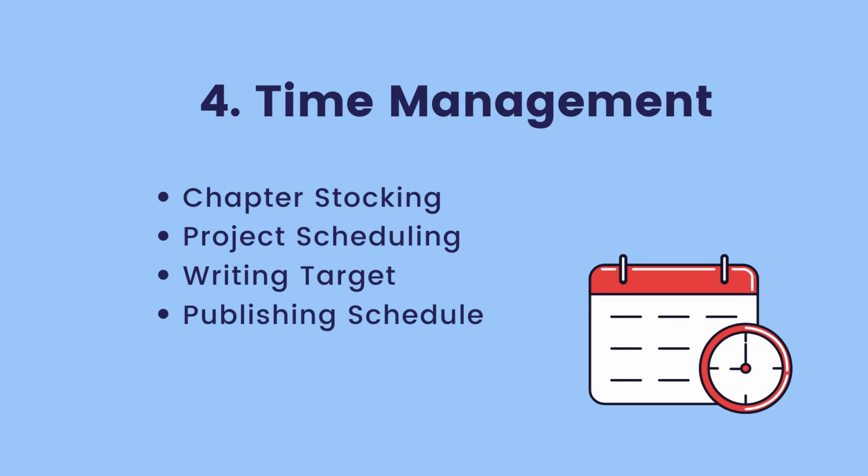Writing targets, very important. Discipline is something that helps every writer achieve the impossible. 10,000 words a day. Some people can do it, some people can't even do 1,000 words a day. A writing target is very important. I would advise starting with one chapter a day and then slowly building up the stamina to do more.